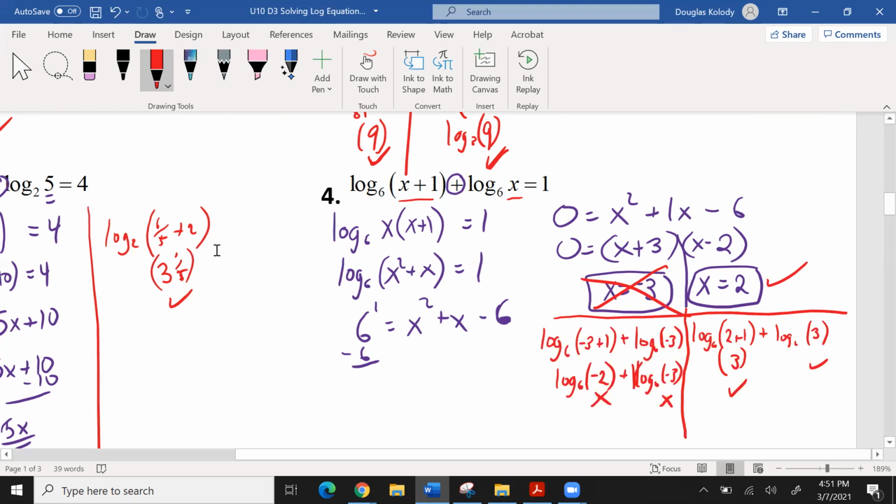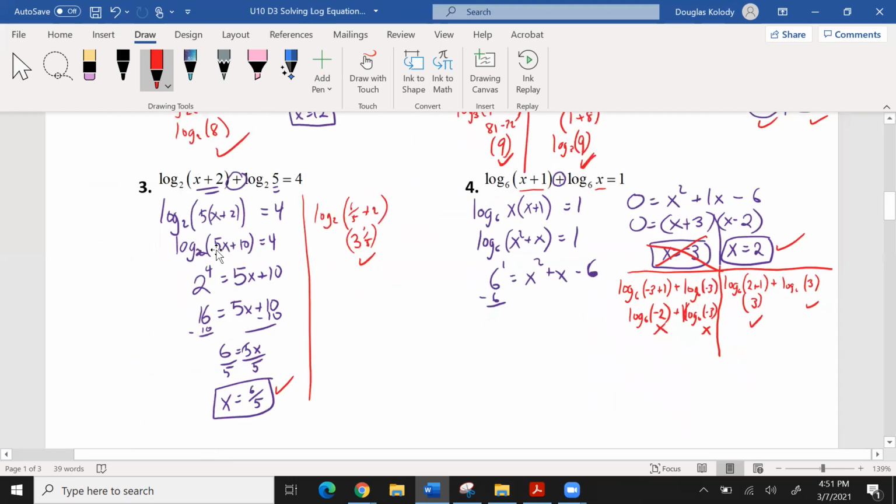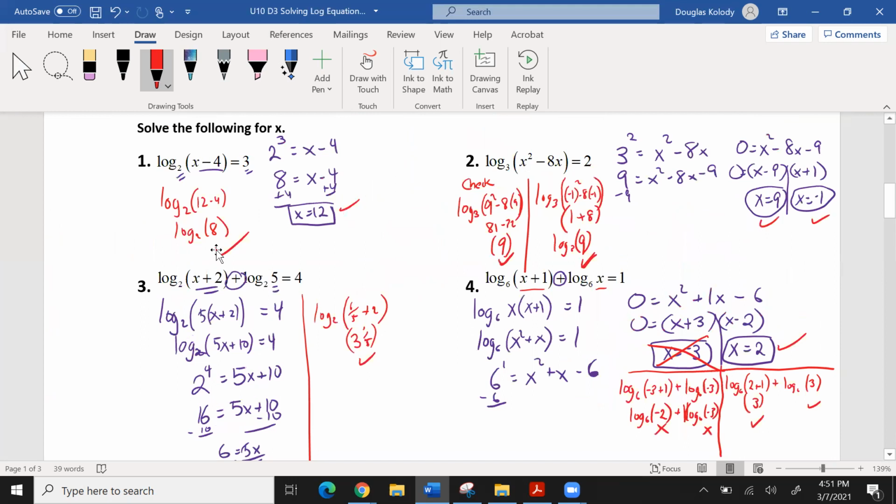I'm going to zoom out now. I've done examples 1, 2, 3, and 4. Now, in order to get credit for class today, in order to let me know that you were in class today, you need to do one problem on ClassKick. One problem and one problem only.